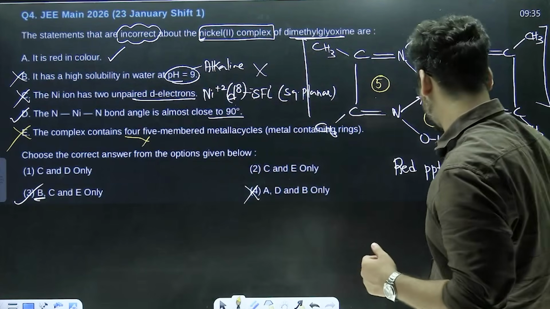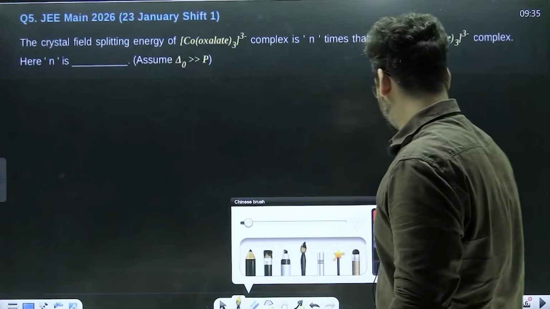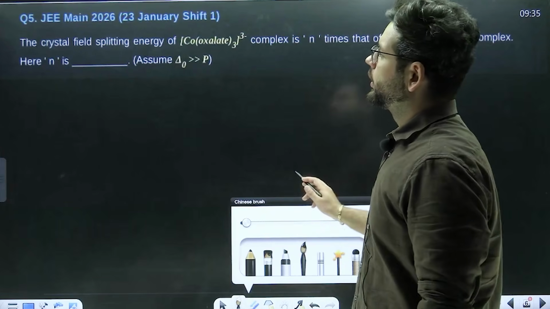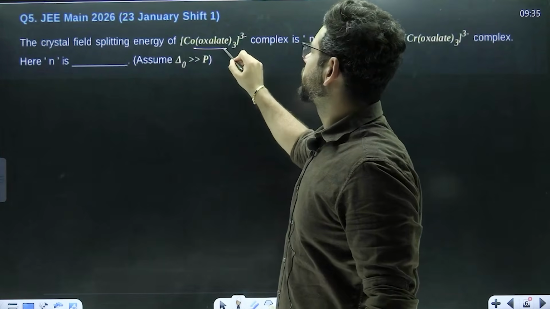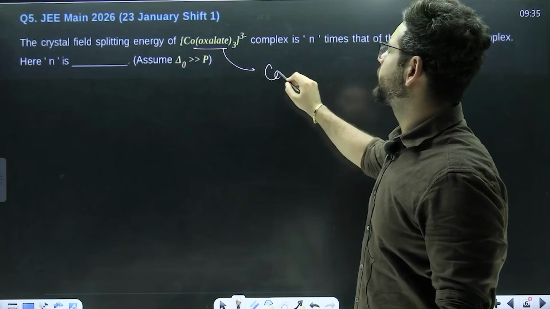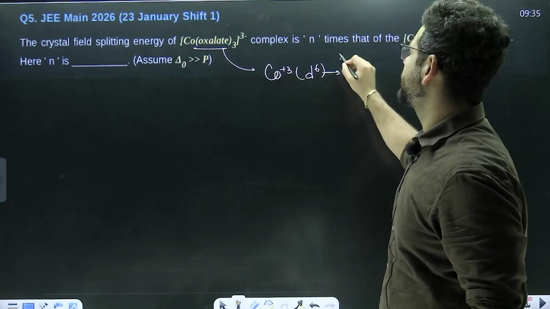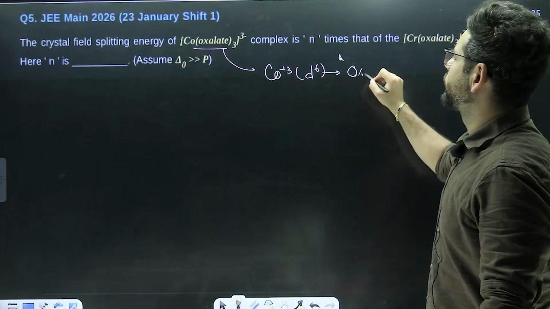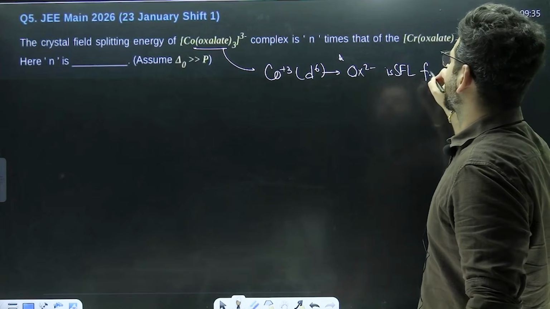Going to the next one. The next question is again regarding CFT. Crystal field splitting energy of Co oxalato thrice, minus 3. Cobalt plus 3 means d6 configuration. And as an exception, we know oxalato is a strong field ligand for cobalt plus 3 only.